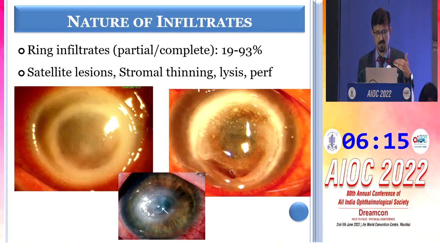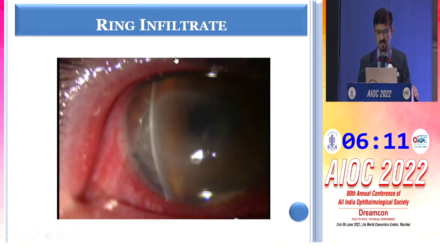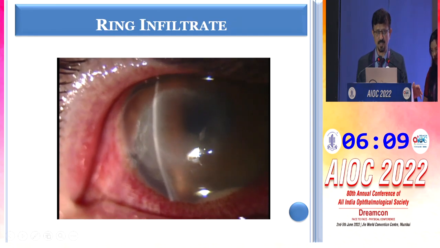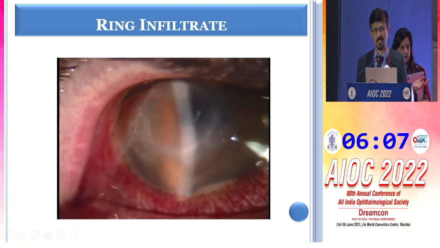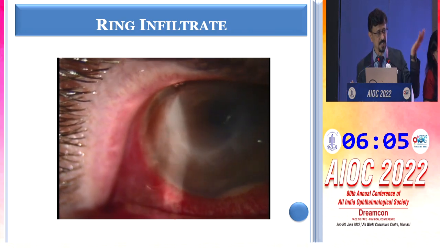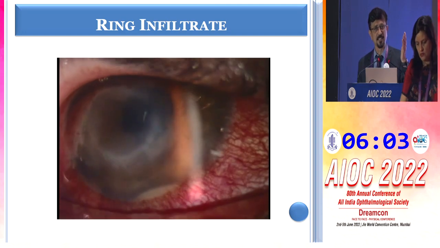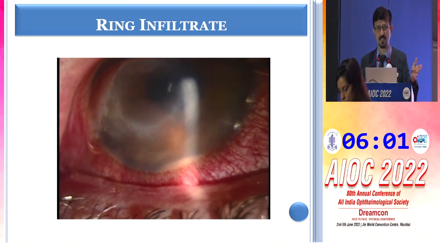The patient comes to you with something like a ring infiltrate and severe infection. When you examine the patient, you get a ring infiltrate. Ask the patient whether he is using contact lens. If he has used contact lens, it can be acanthamoeba. This ring infiltrate can be because of two reasons.